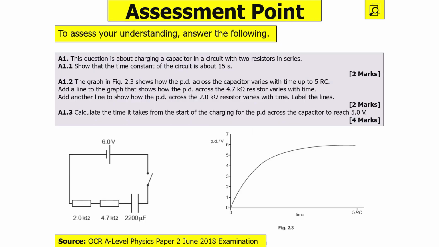This question is about a charging capacitor in a circuit with two resistors in series. Show that the time constant of the circuit is about 15 seconds. Then the graph in figure 2.3 shows how the PD across the capacitor varies with up to 5 time constants. Add a line to the graph that shows how the PD across the 4.7 kilo ohm resistor varies with time. Add another line to show how the PD across the 2 kilo ohm resistor varies with time. Label the lines. Then calculate the time it takes from the start of the charging for the PD across the capacitor to reach 5 volts.